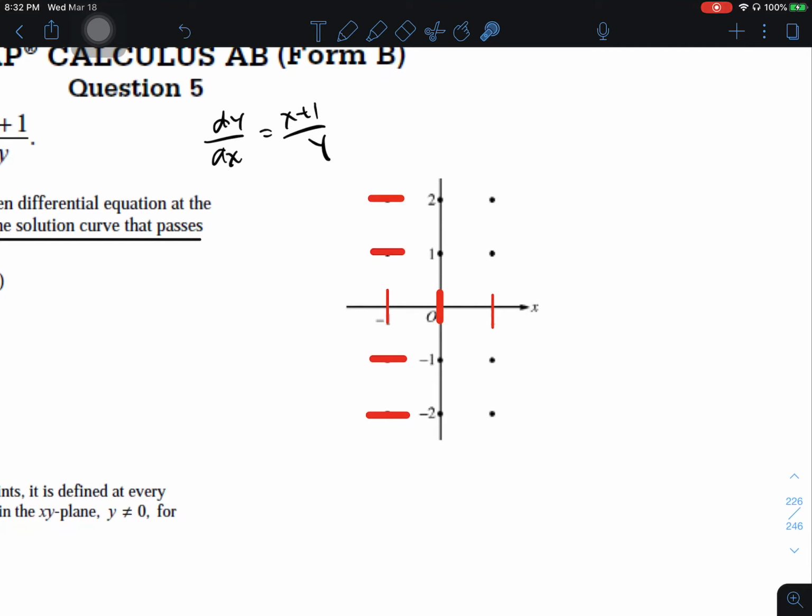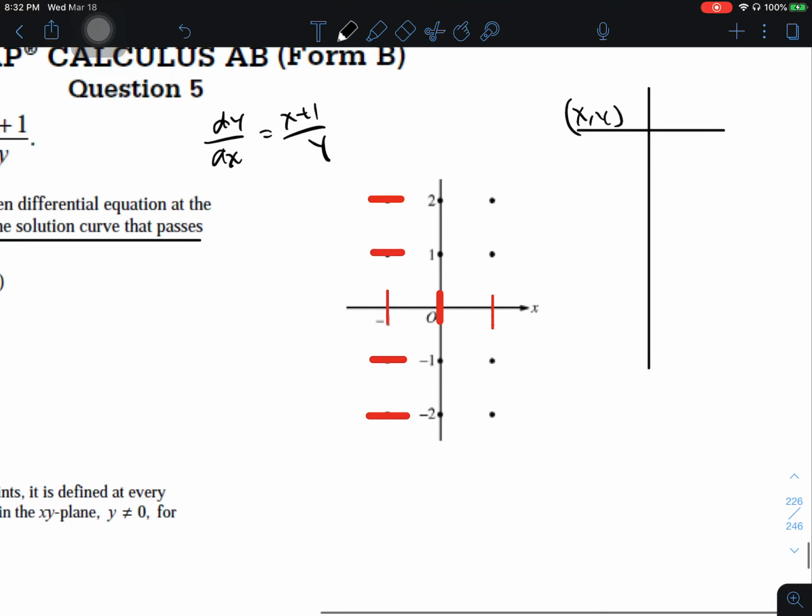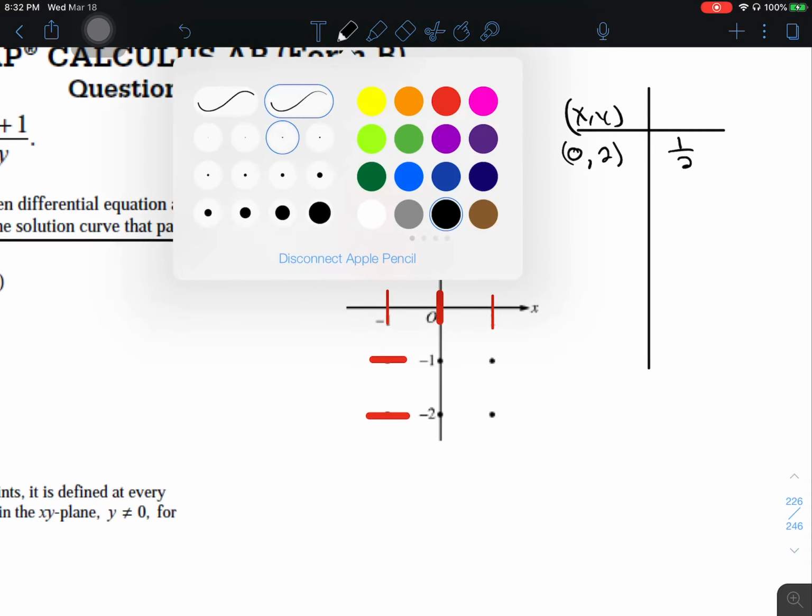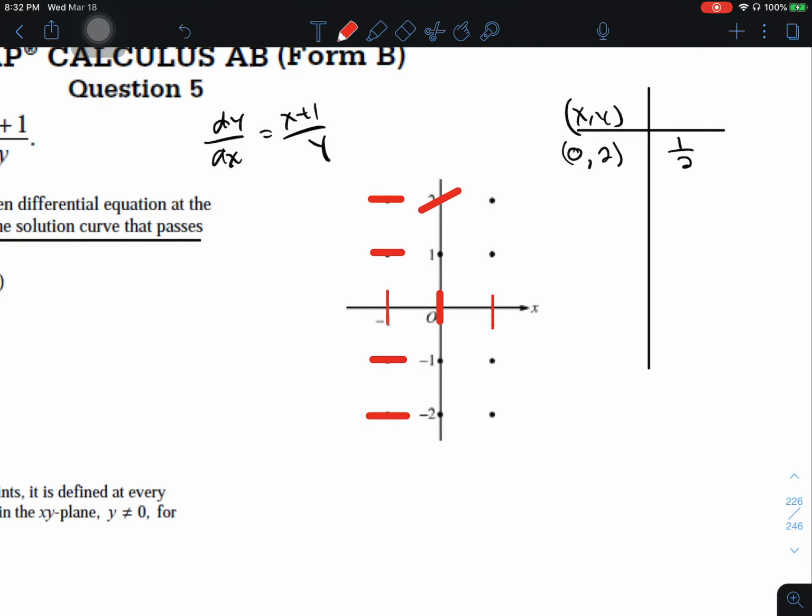Well, what happens when, I don't know if we can mass do these other ones, so I'm just going to make a table. So we got the ordered pair. Let's say this is 0. If the x value is 0, let's say the y value is 2. That's going to be 1 over 2. That's a half. So maybe it looks a little something like this.